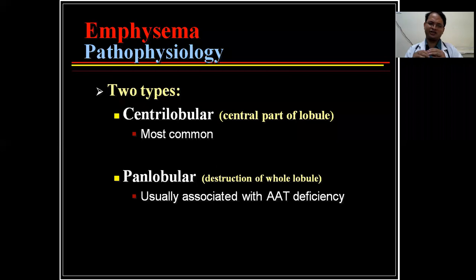Pathophysiologically, emphysema is of two different types. One, the most common, is the centrilobular or centriacinar, wherein the central part of the lung is affected. The second category is the panlobular, or panacinar, wherein the entire lobule is destroyed. This is seen in the genetic disorder that we just discussed, the alpha-1 antitrypsin deficiency.